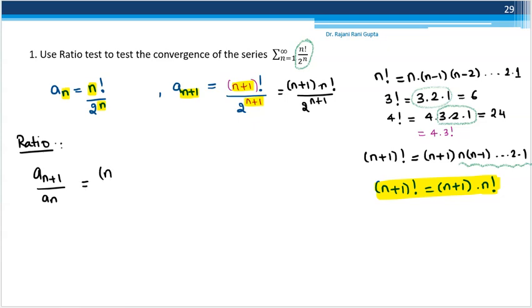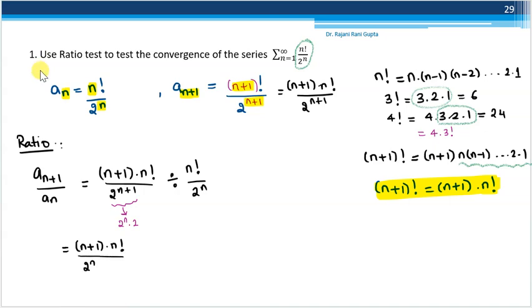So a_(n+1) is n plus 1 times n factorial over 2 power n plus 1, now divided by a_n, which is n factorial over 2 power n. Now using the law of exponents, you can split this into two terms, 2 power n into 2. Okay. Now simplifying it, this gives you n plus 1 times n factorial divided by 2 power n times 2. Now we are changing this division to multiplication, the basics of maths.